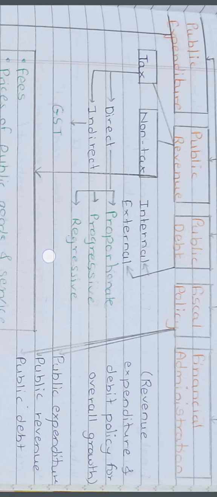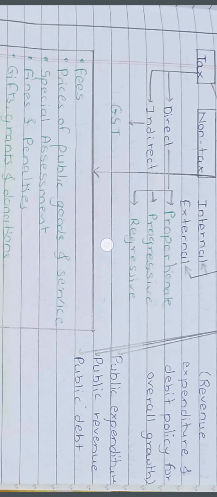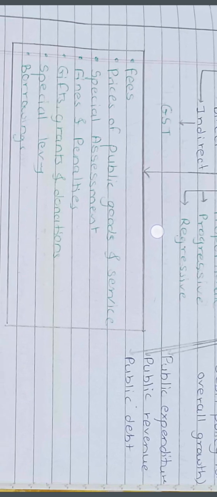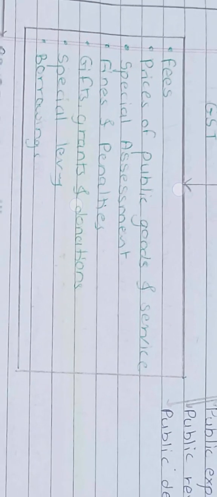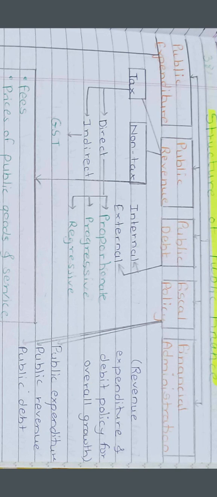And non-tax revenue is divided into various types: fees, prices of public goods and services, special assessment, fines and penalties, gifts, grants and donations, special levy, borrowings, etc. Public debt has two types: internal debt and external debt. Financial policy contains public expenditure, public revenue, and public debt. Financial administration, that is, revenue expenditure and debt policy for overall growth.